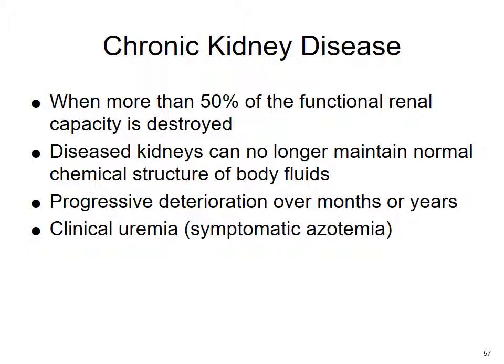Chronic kidney disease is defined as more than 50% of the functional renal capacity being destroyed. The destroyed diseased kidneys can no longer maintain normal chemical structure of the body fluids. This is a progressive deterioration over months or years, and clinically there's going to be uremia. So that azotemia is the buildup of nitrogenous wastes, and they're going to have symptoms from that. That's our uremia.